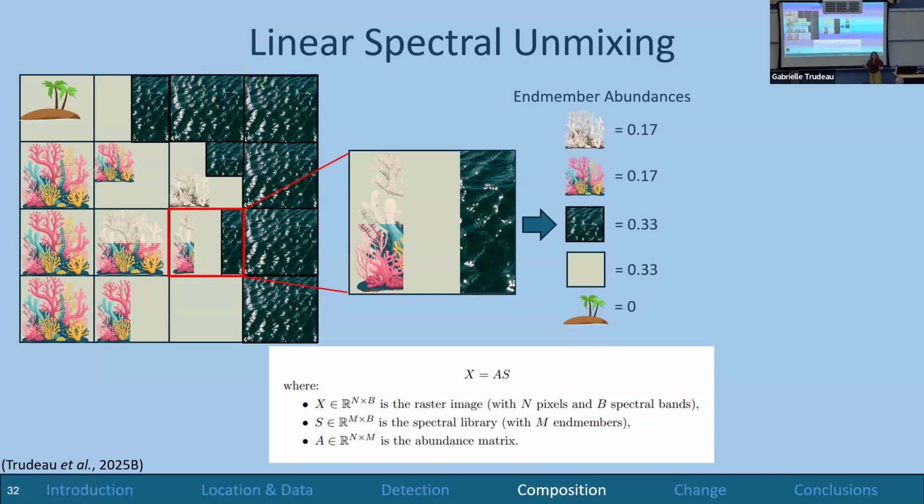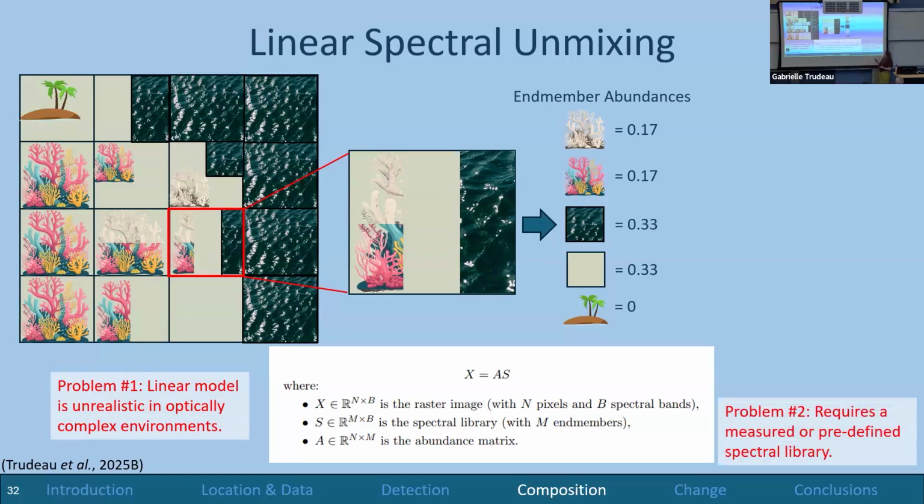But because using spectral unmixing for benthic composition is more of a novel approach, we run into 2 different problems. The first problem is that linear models are unrealistic in an optically complex environment like that of a coral reef. It's a simpler problem to solve, but it doesn't take into consideration the nonlinear dynamics that we know happen between the spectral bands and benthic classes. The other problem is that we need some kind of spectral library. Oftentimes these are measured in the field. We don't have that information.